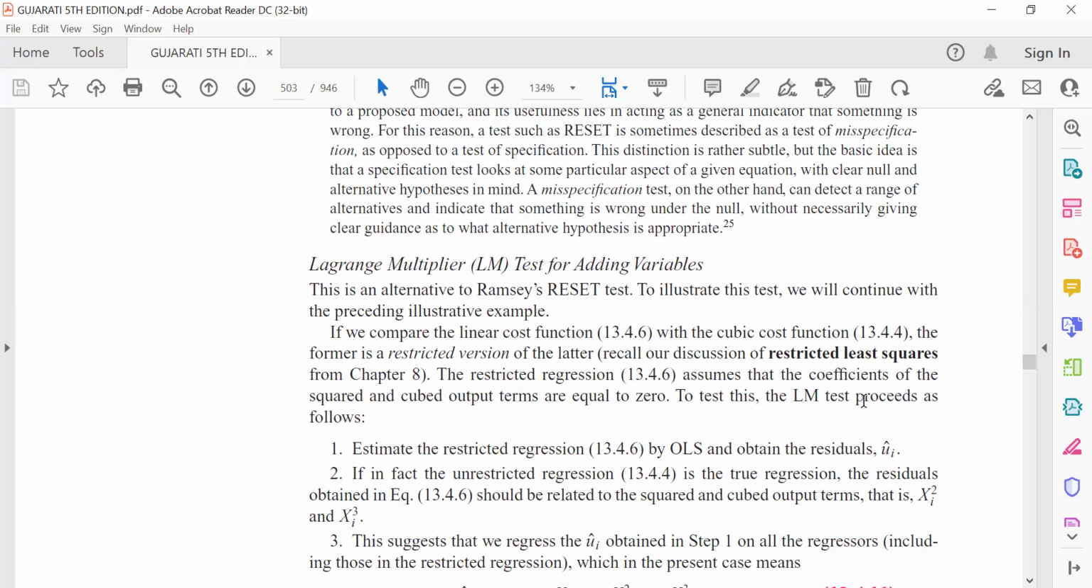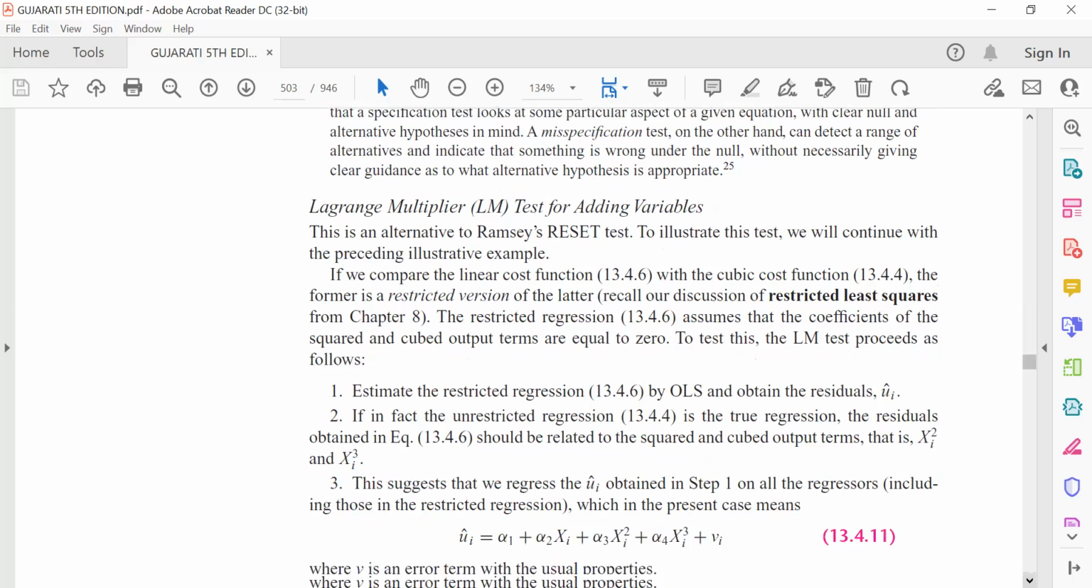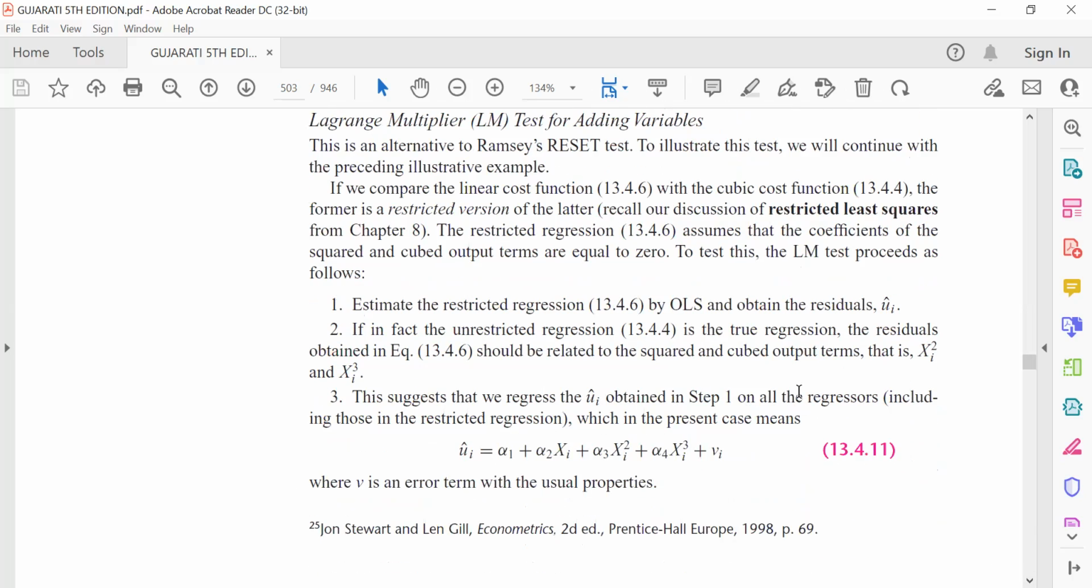To test this, we have the LM test as follows. Estimate the restricted regression 13.4.6 by OLS and obtain the residuals. If the unrestricted regression 13.4.4 is the true regression, the residual from 13.4.6 should be related to the square and cube output. This suggests that the residual from the first step has a relationship with X squared and X cubed.